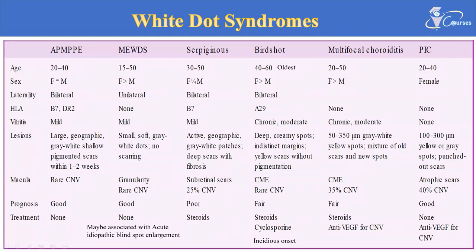These diseases are a little bit difficult, so they should always be studied as a comparison, like I'm showing you right now. So let's see how we can differentiate between these diseases in terms of the age, the sex, the laterality, the human leukocyte antigen association, vitritis, lesions, the macula, the prognosis, and the treatment.